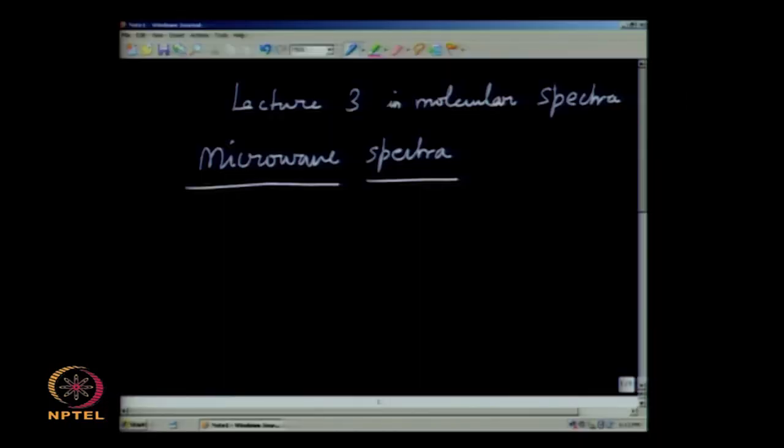But what is important is, of course, for the rotational or microwave spectrum to be obtained, the molecule must have a permanent dipole moment or a charge asymmetry. The plus and minus charge centers must be separate from each other. So, let us look at the microwave spectrum for a typical diatomic molecule, which has a dipole moment.